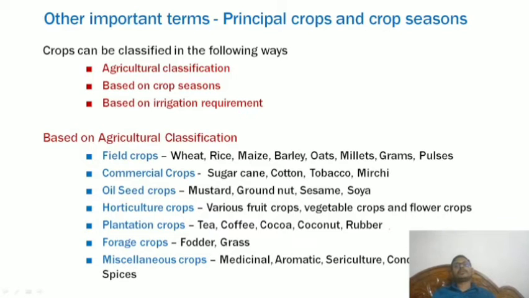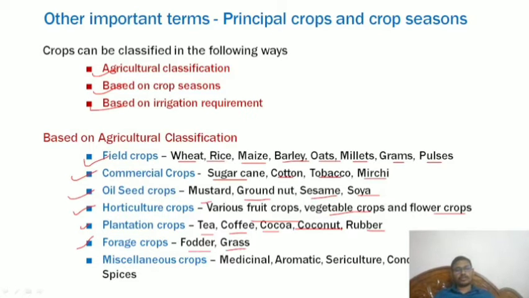Other important terms: principal crops and crop seasons. Crops can be classified in the following ways: based on agriculture, based on crop season, and based on irrigation requirements. Based on agriculture classification, field crops are wheat, rice, maize, barley, oats, millets, grams, pulses. Commercial crops are sugarcane, cotton, tobacco, mirchi. Oil seed crops are mustard, groundnut, sesame and soya. Horticulture crops are various fruits, vegetable crops and flower crops. Plantation crops are tea, coffee, coconut and rubber. Forage crops means fodder grass. Miscellaneous means medicinal crops.